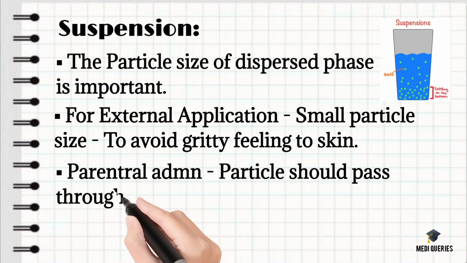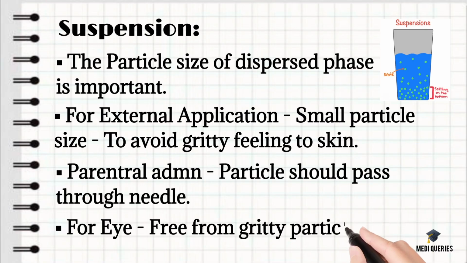The particle size of the dispersed phase is very important in the formulation of suspensions. Suspensions made for external application should have a small particle size to avoid a gritty feeling on the skin and to cover a greater area of application. Moreover, it also helps penetration of the solid particles into the skin, because a smaller particle size gives a faster rate of dissolution.